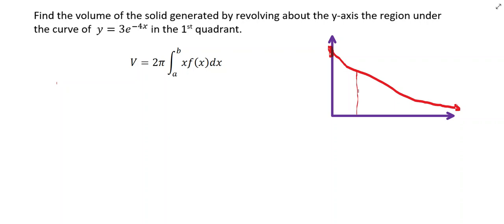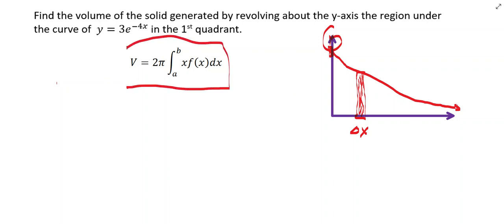So I'm going to create a little rectangle in here about the y-axis. And so the height of my rectangle, as always, is going to be parallel to the axis of rotation. This means that the width of the rectangle, delta x, is along the x-axis, which means we'll be integrating with respect to x. So it makes sense that the cylindrical shells method would be the method that we want to use. And I put the formula for cylindrical shells right here.